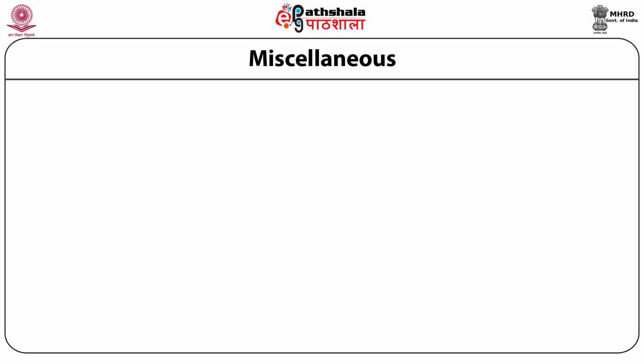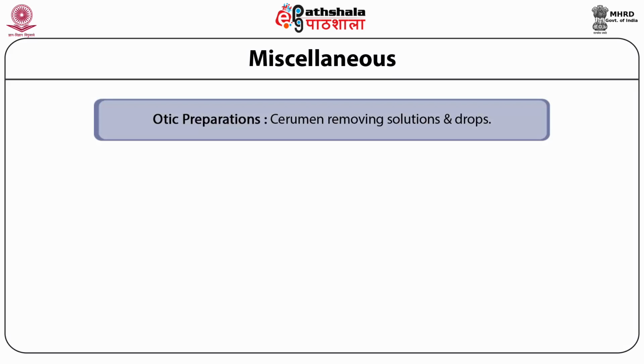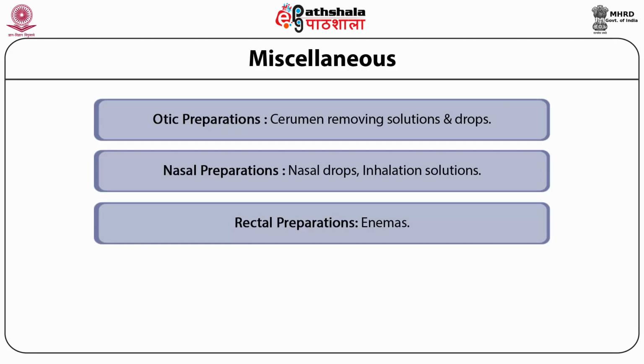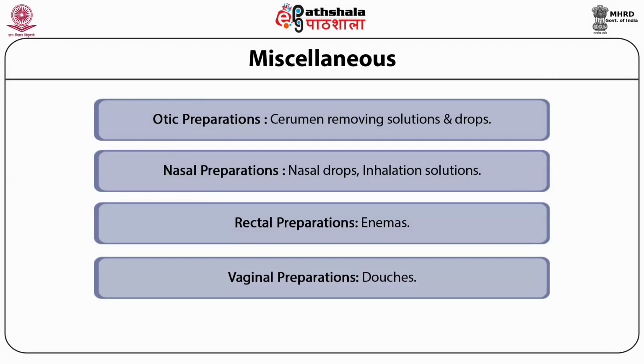Apart from all categories we discussed so far, a few other formulations have been kept under a miscellaneous category that include otic preparations, nasal preparations, rectal preparations and vaginal preparations. Otic preparations are preparations that are to be used exclusively for the ailments or diseases associated with the ear. It includes cerumen removing solutions and drops. Nasal preparations include nasal drops and inhalation solutions. Rectal preparations include enemas and vaginal preparations include douches that are used for cleansing purposes.